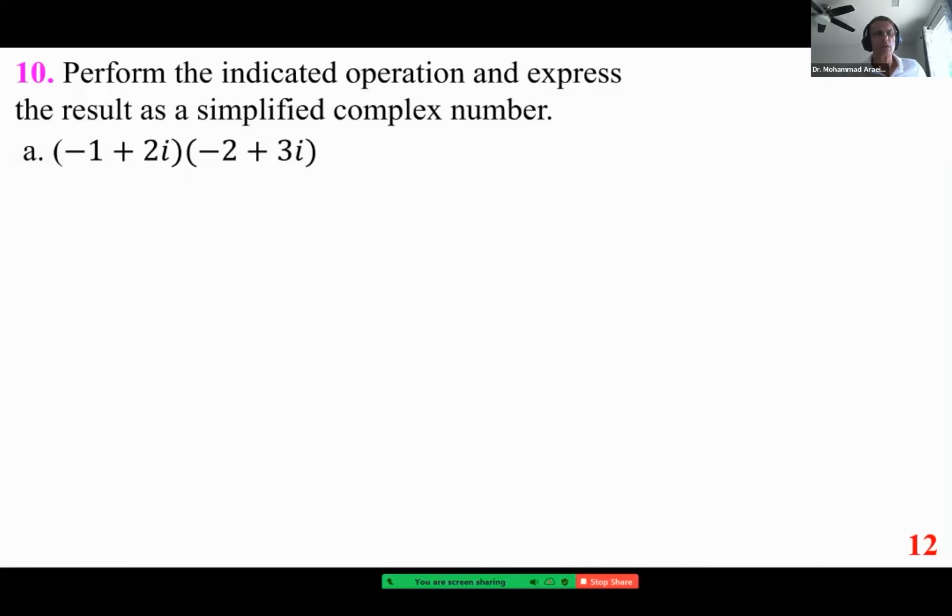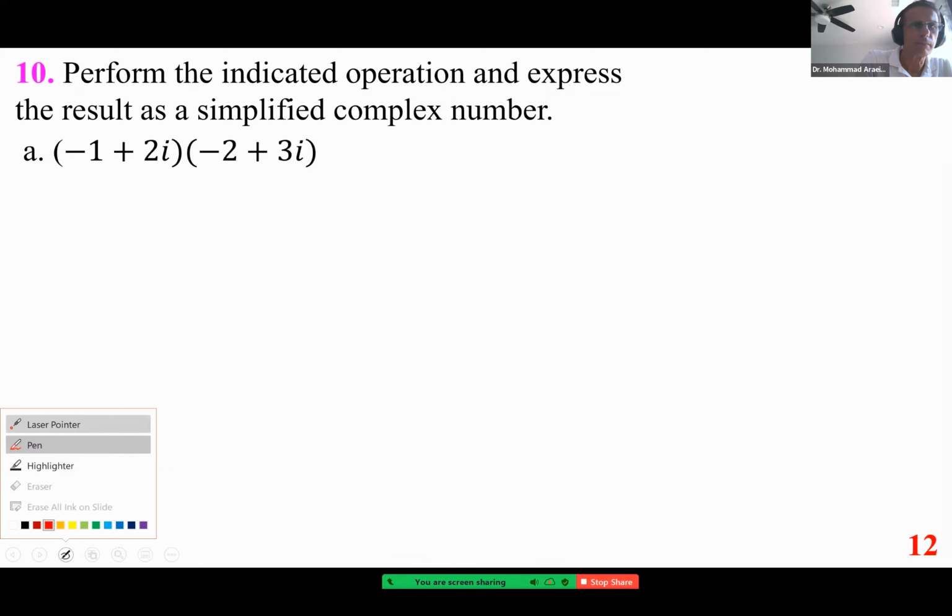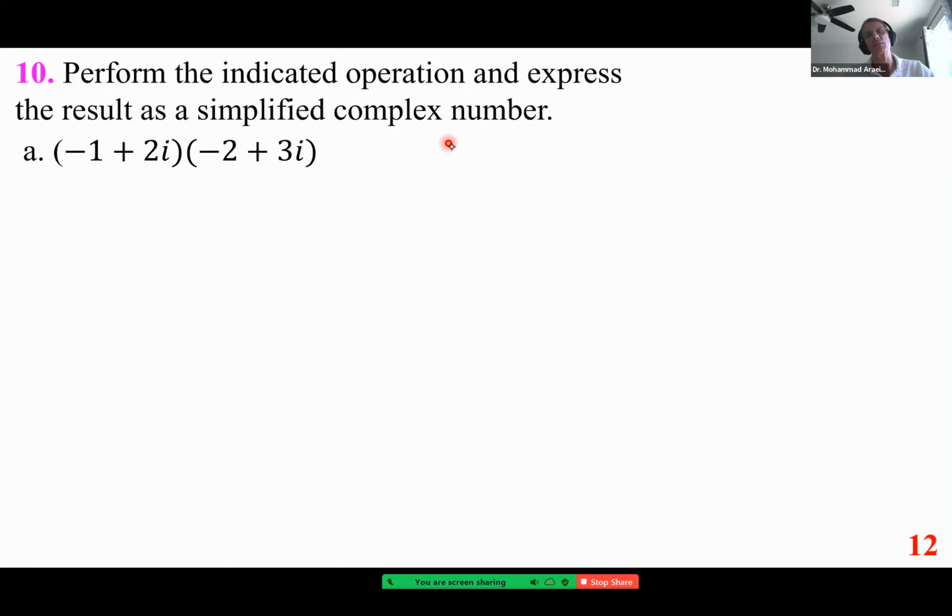Good afternoon, class. We are looking at the second part of the practice test for the first module. We are asked to perform the indicated operation and express the result as a simplified complex number. So first and foremost, what do we mean by complex number?